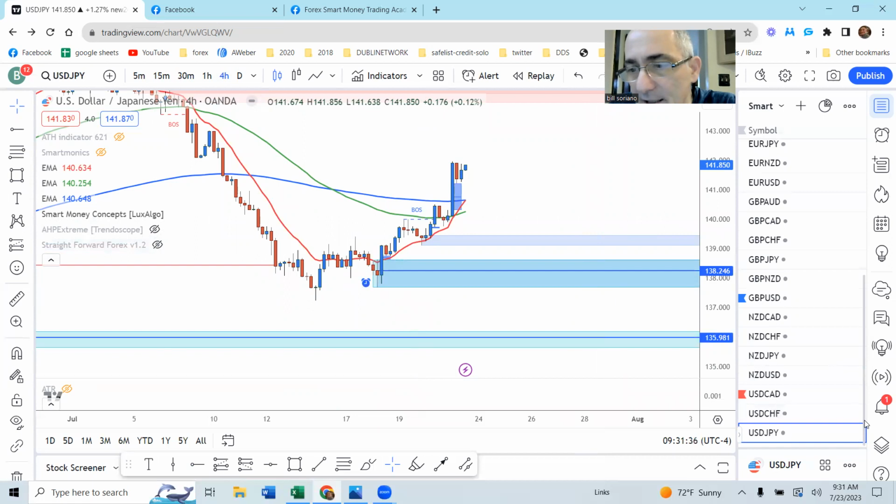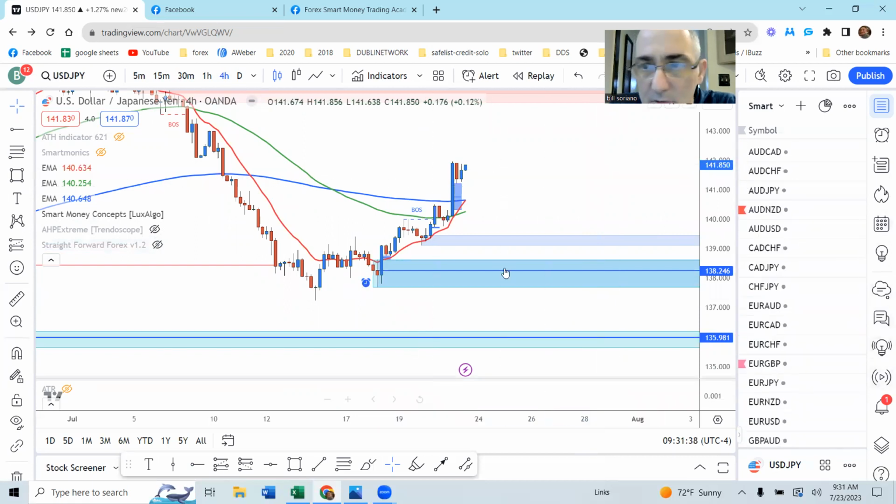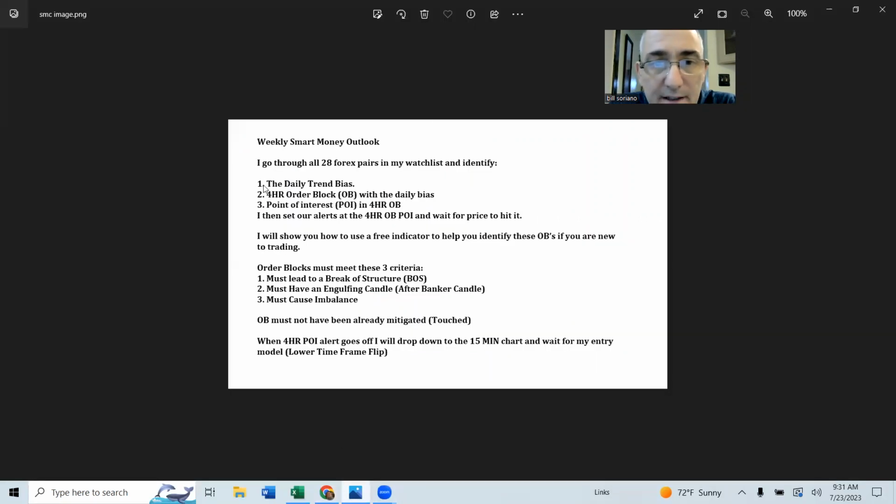So what we've done is, guys, we've gone through all 28 Forex pairs, right? We've looked at the daily trend bias. We identified that 4-hour order block. We identified a point of interest inside of that 4-hour order block. Sometimes we had to drop down to the 1-hour candle to get that point of interest line, but it was still inside of that 4-hour order block because we only want to trade from 4-hour order blocks, right? We set our alert on that point of interest.